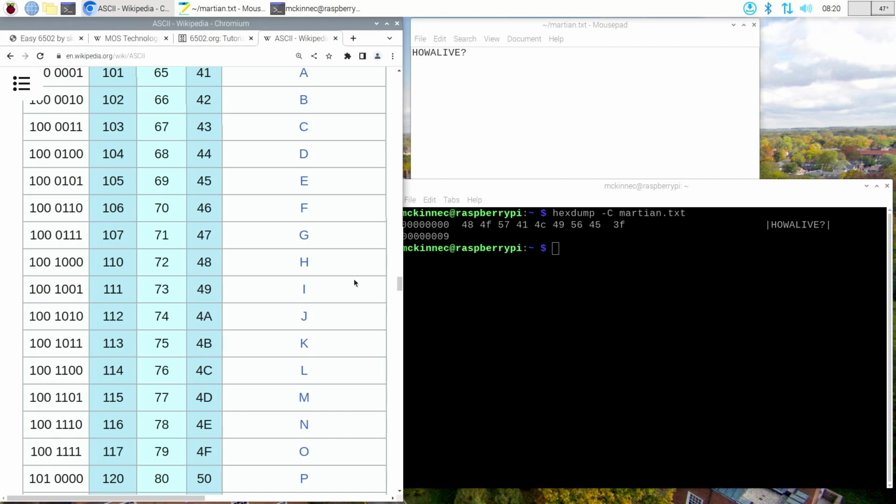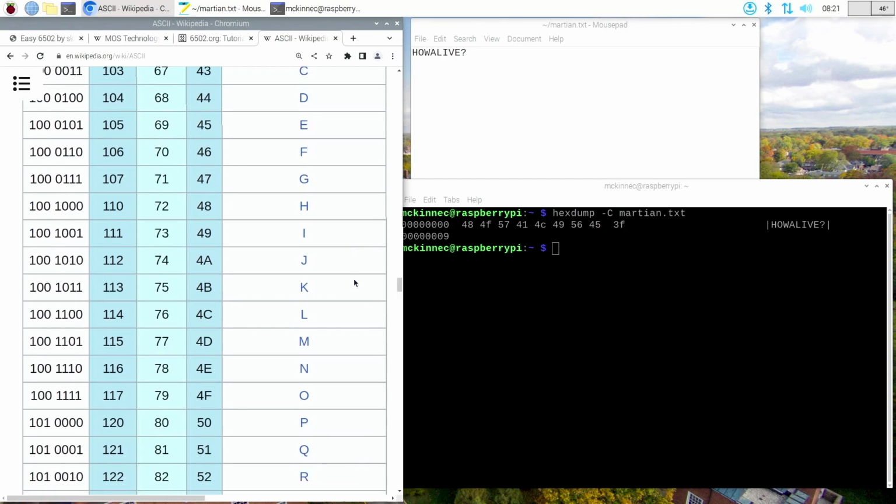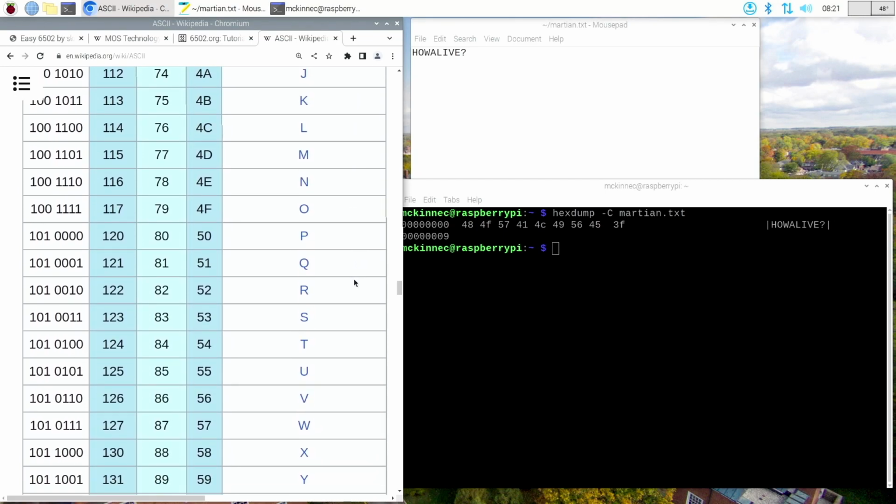Right, okay. So "how alive?" 48 is the H. 4F is the O. 57 is the W, right? Which I need to scroll down a little bit to get to, so we can see it. How, and then A, and so on. So the characters are encoded 1 byte each according to this table. Okay, that makes sense.